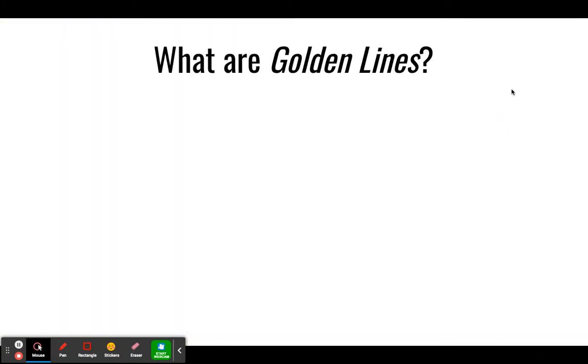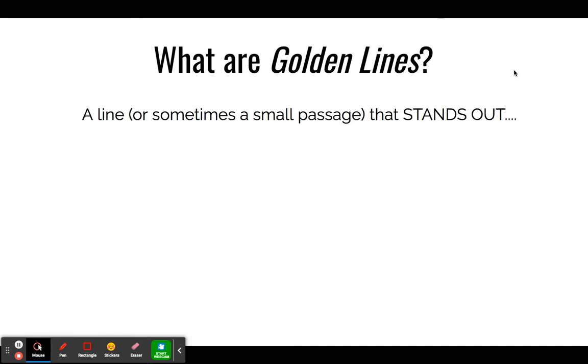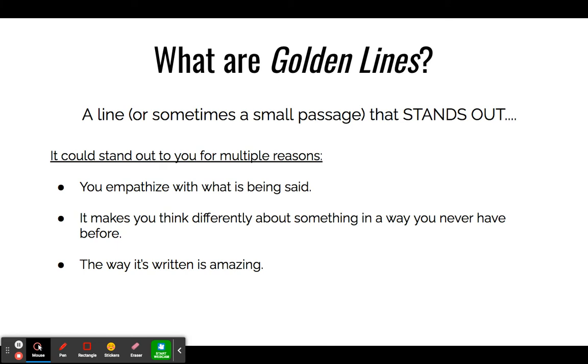Okay, so what are golden lines? I briefly touched on this when we did our learning stations, but I want to give you a better description of what they are. So golden lines is a line, or sometimes it can even be a small passage, like a couple sentences, that really stands out to you. It could stand out to you for multiple reasons. You empathize with what is being said. It makes you think differently about something in a way you never would have thought of before. Or sometimes the writing itself is just amazing.